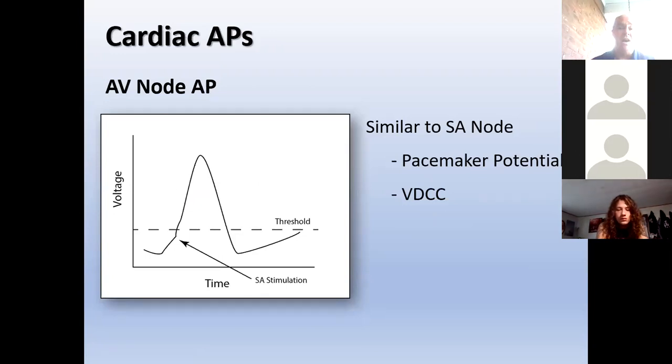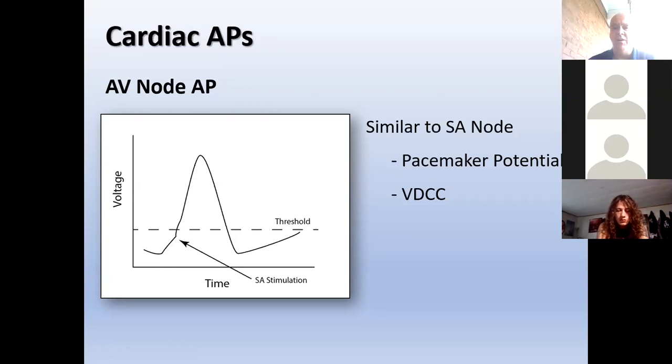Your AV node is the backup in case the SA node goes out, because you've got the same kind of slow depolarization here that would reach threshold, but stimulation from the SA node reaches it before it hits that threshold. So really the action potential here in the AV node is being driven by the SA node.